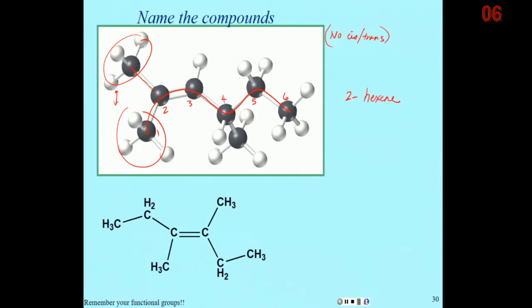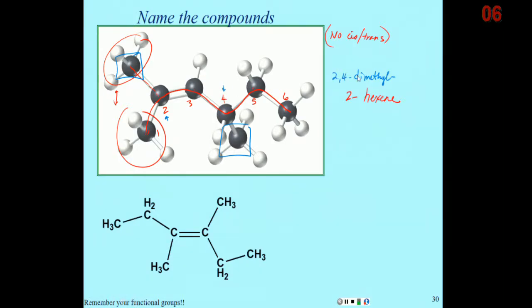I'm going to make a box. That's a methyl group, and that's a methyl group. There's 2 of them. So that's dimethyl. And what numbers are the methyl groups on? One is on 2, one is on 4. So 2, 4 dimethyl 2-hexene.